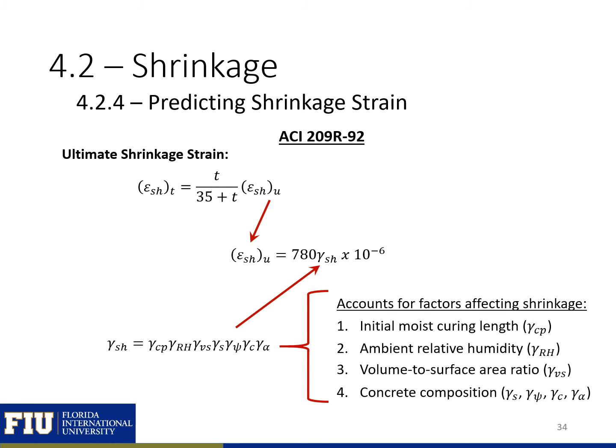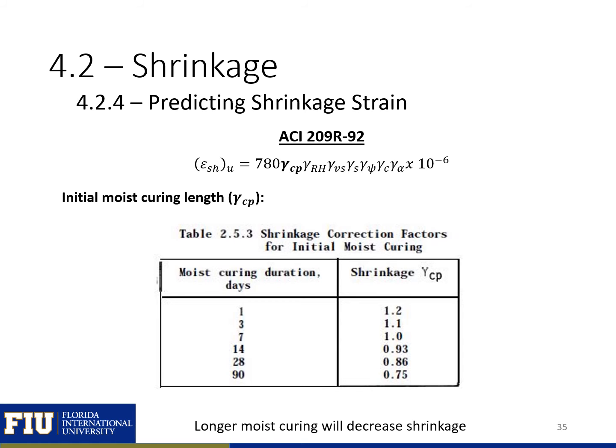In order to find our shrinkage strain at different times, we need to find our ultimate shrinkage strain. And we can find our ultimate shrinkage strain using the expression shown here, where we have a gamma sub SH shrinkage that is a combination of a number of different gamma factors taking into account our initial moist curing, our ambient relative humidity, our volume to surface area ratio, and our concrete composition. Next, we'll step through some of these different factors.